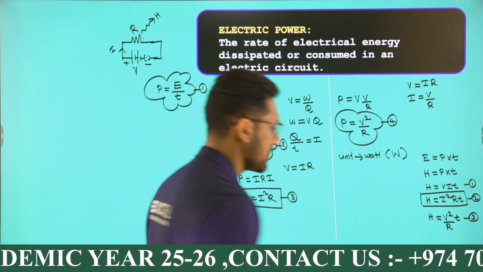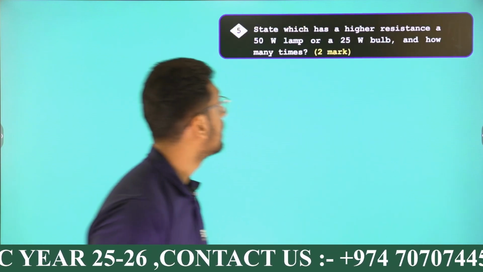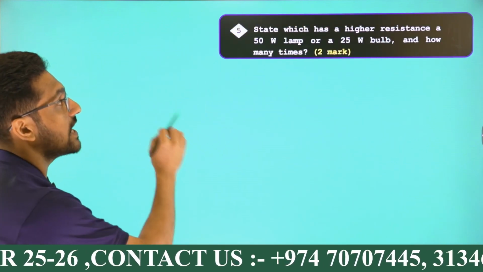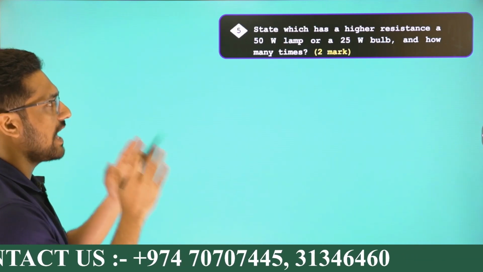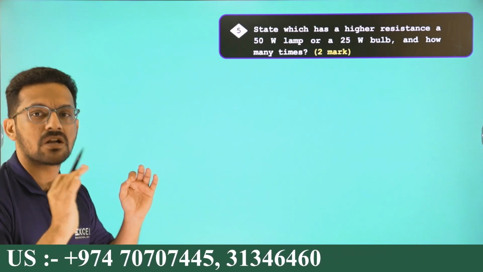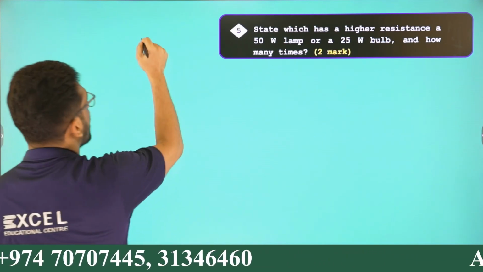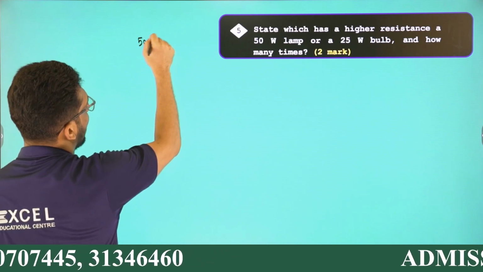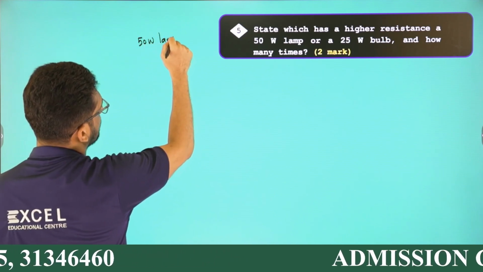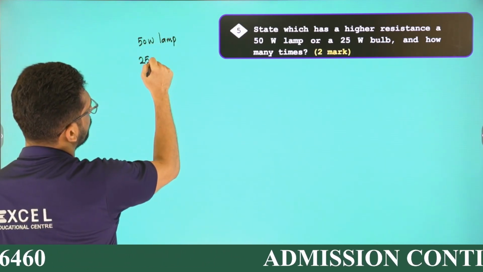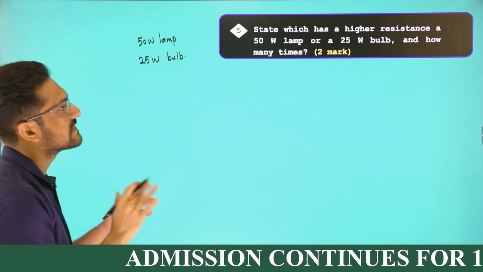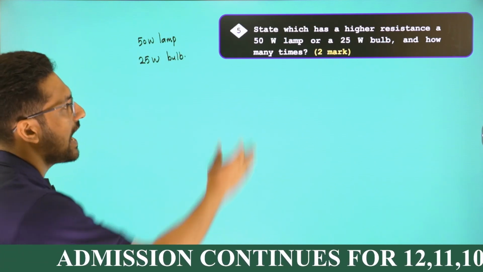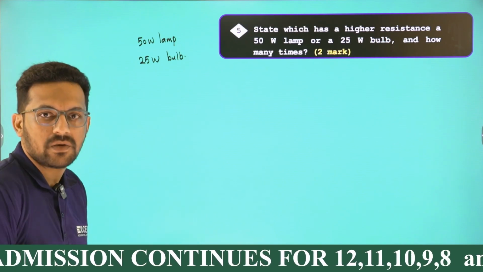Let's see the next question. What is the next one? Read it. State which has a higher resistance, a 50 watt lamp or a 25 watt bulb. I am going to write a 50 watt lamp and a 25 watt bulb. Which has higher resistance? That is the question. And how many times?